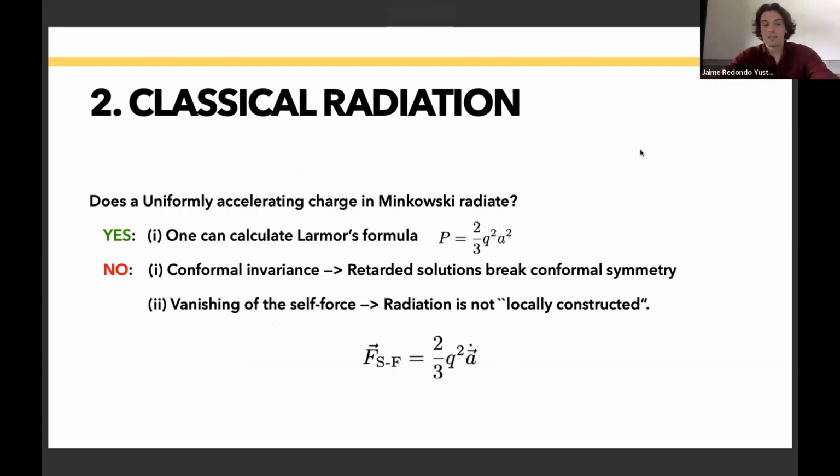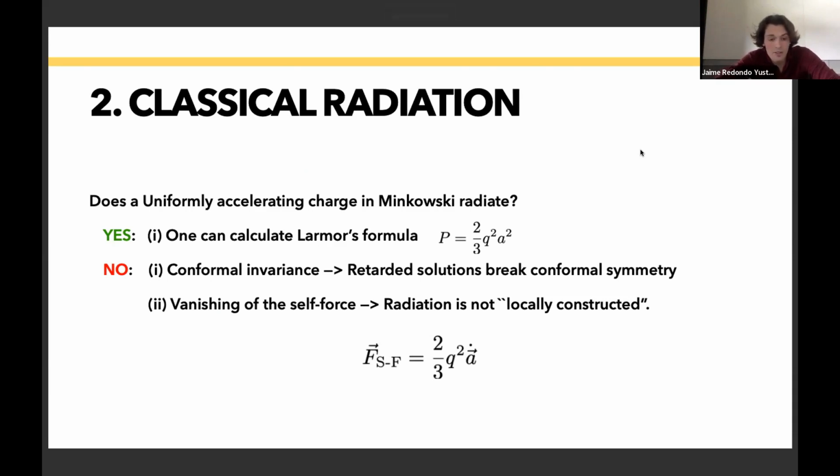So let's start by just revisiting the most simple question. If we have a uniformly accelerating charge in Minkowski spacetime, does it emit radiation or not? On the positive side of the arguments, we have that one can just calculate directly and obtain Larmor's formula, where the power radiated is proportional to the square of the acceleration. Therefore, if the acceleration is not zero, there will be some radiation.